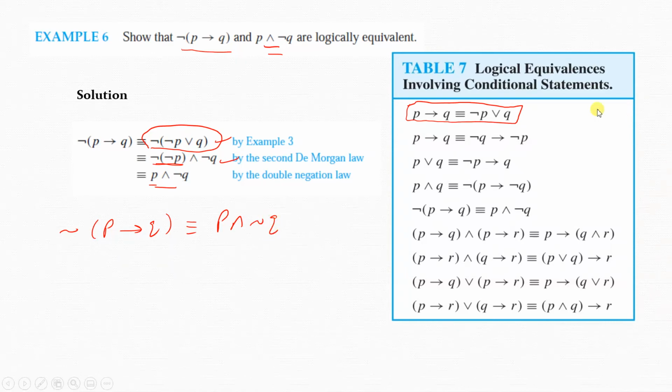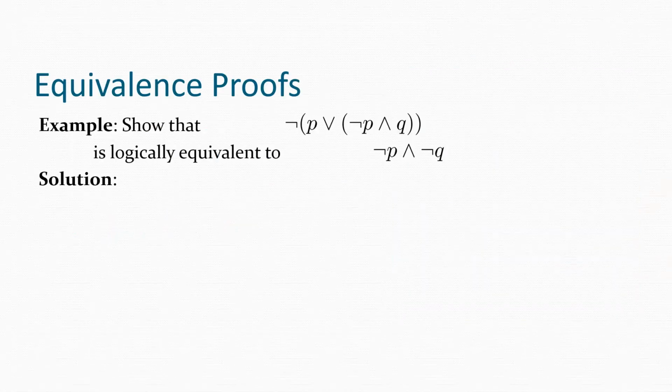So this is the use of table 7 and table 8. Whenever we have to prove two logical expressions equivalent without using a truth table, we have to use these equivalences in order to prove the required equivalence.